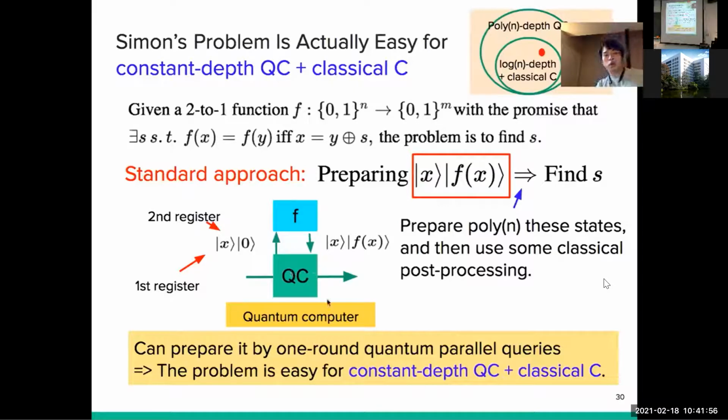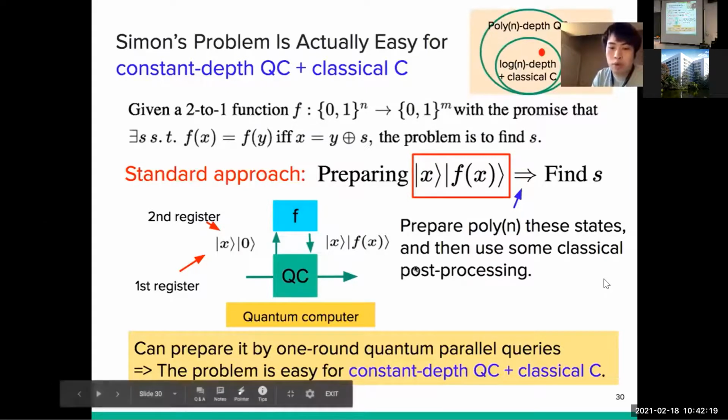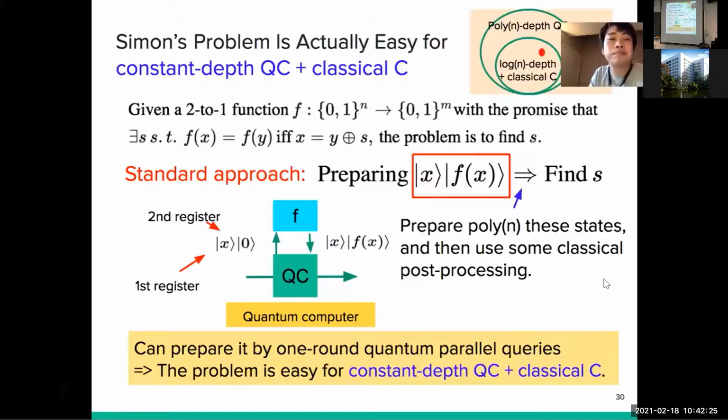And in the quantum query model, you can easily prepare x, f of x, right? Because you just view this as a gate, and then you send your query x, 0 to the f, and then f will put the answers in the second register. So you will get x, f of x by just one step. So you can prepare it by one round of quantum parallel queries. And this problem is easy for constant depth quantum computer plus classical computer. So this problem is not hard enough.